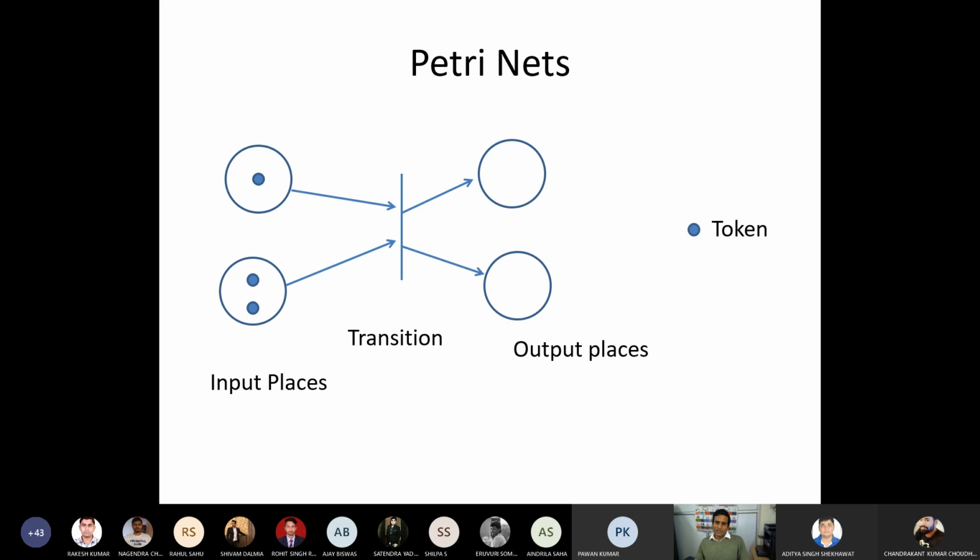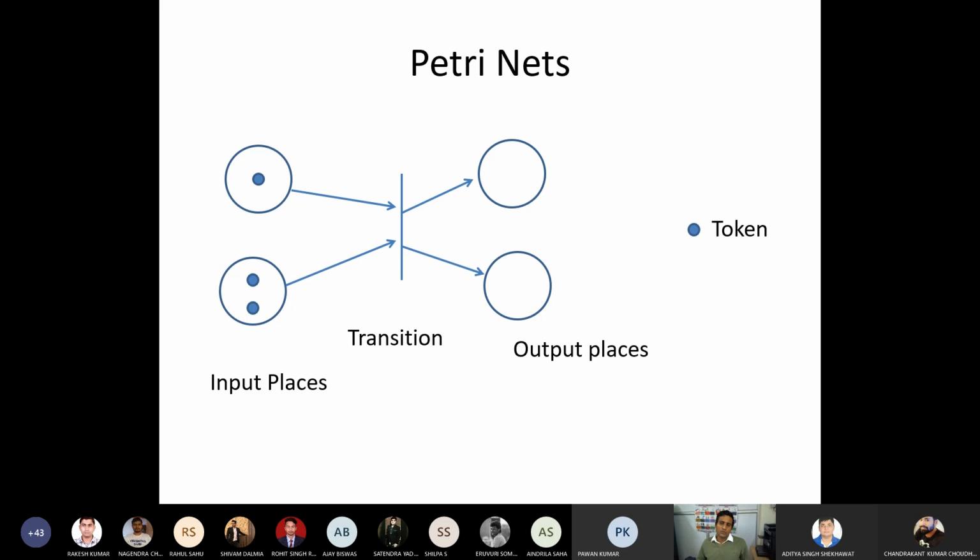Similarly, you can see now that if these circles are one disjoint set, and the vertical ones, the transitions, are another set, then you always find edges between them. That is why this is a bipartite graph. Now, as I told you, each and every entity or place will have some number of tokens. You can see here there is one token in one place, and the lower place contains two tokens. Tokens means you can think of it as some data.